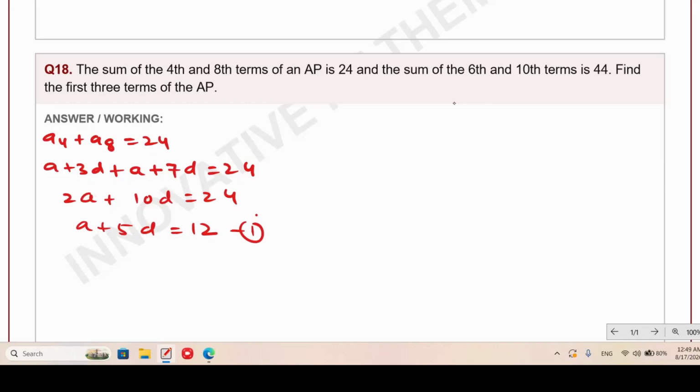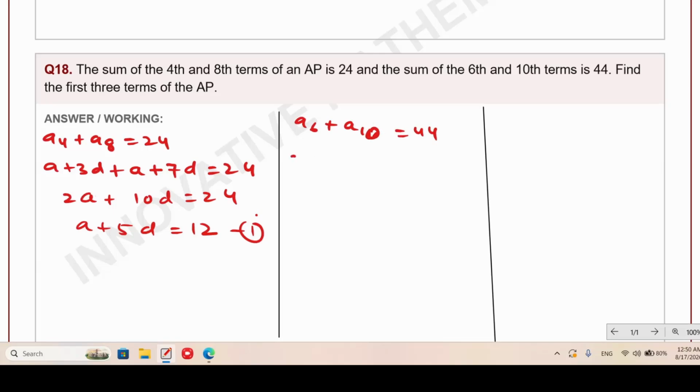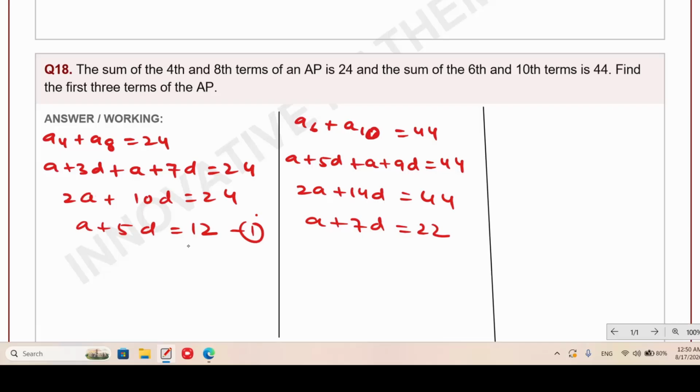Now the sum of the 6th and 10th term. ठीक है, let's make a line here and let's make a line here also, so we can do separately and that will be not clumsy. Now the sum of 6th, a6 plus a10 is equal to 44. So a plus 5d plus a plus 9d equals 44. So this is 2a plus 14d equals 44. सबको 2 से डिवाइड करो. a plus 7d equals 22.